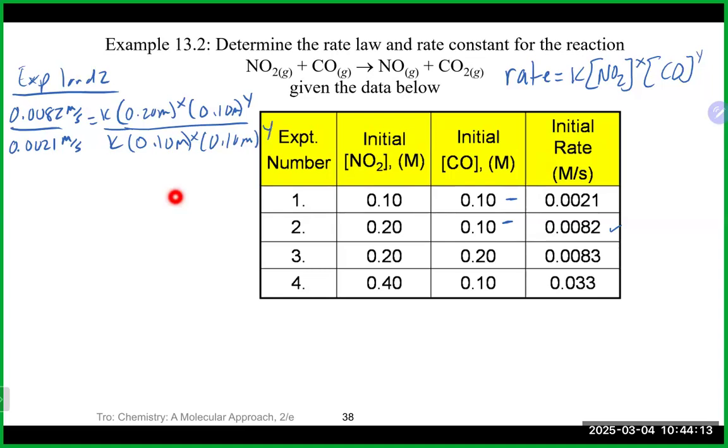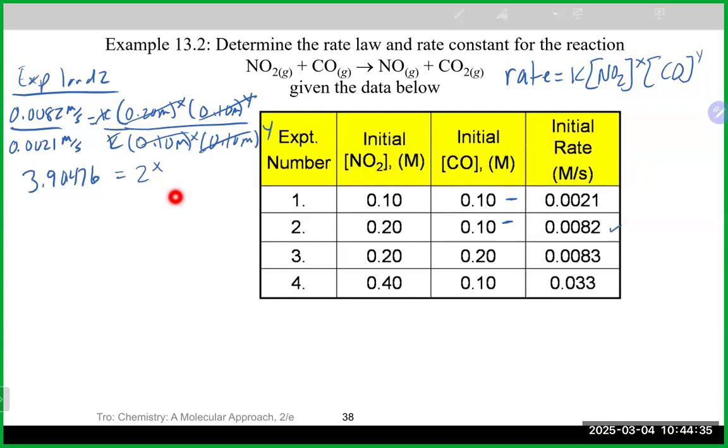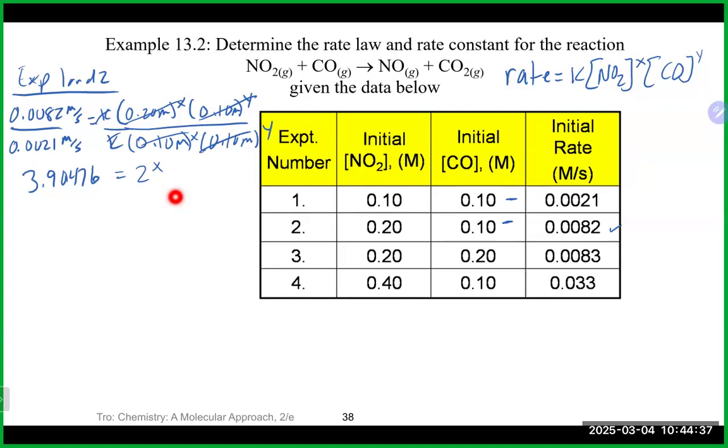So doing a little dividing in this case, 0.0082 divided by 0.0021 can actually give us a 3.90476, I'll call it. That's going to cancel. These guys here are going to get us a 2 to the X, and then these guys should, at this point, completely cancel. Now, again, at this point, you do not have a nice, pretty perfect number there. That is pretty close to 4.